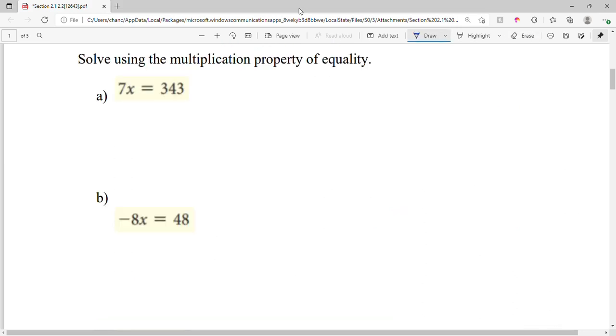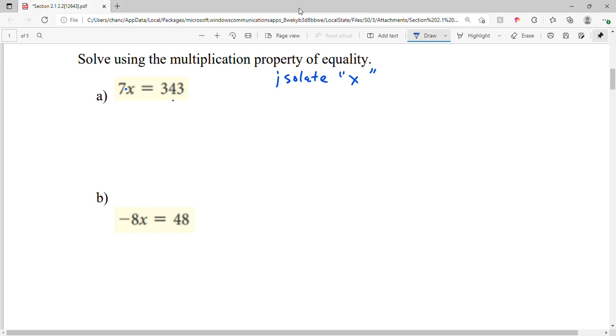The next example is solve using the multiplication property of equality. What I want to do is isolate that x. I want to get that x by itself, so I can say x is equal to some number. Now there's a 7 in the front. And when there's a 7 in the front, that means multiplying. So this is saying 7 times x equals 343.